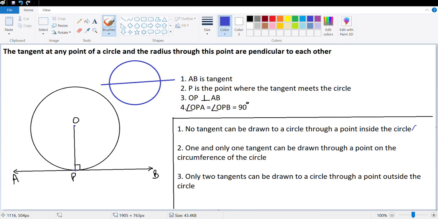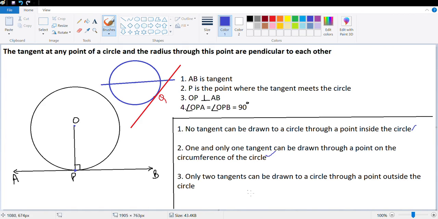Only one tangent can be drawn through a point on the circumference of the circle, which means at point P there's only one tangent which can be drawn. No other line at this point will make an angle of 90 degrees with this radius. That's why at any point on the circumference, only one tangent can be drawn from that point, which means if my point here is, let's say, Q, from point Q there's only one tangent which will pass and no other tangent. So only one tangent will pass through point Q, and with the center it will make an angle of 90 degrees. Done. Let's look at the next one.